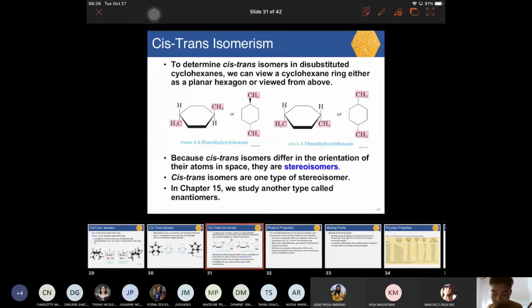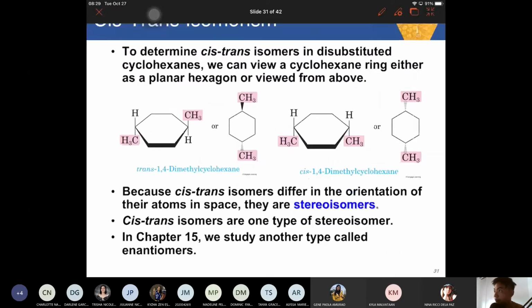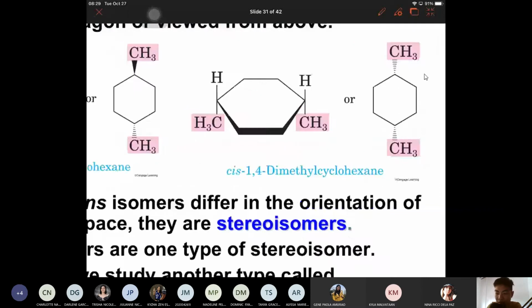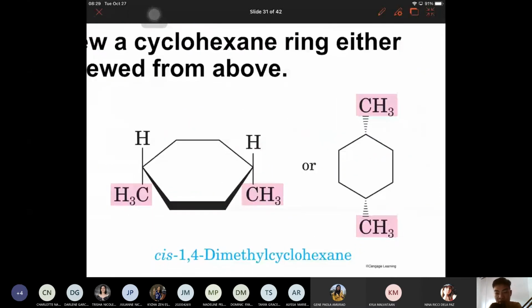Ito na nga yung sinasabi ko. Teka lang, sabi ko na pala itong slide na to. So ano lang meron dito sa slide na to? Ayun nga, kapag yung isa naka-dash, yung isa naka-wedge, solid wedge, trans yun. Pag parehas sila naka-dash or parehas sila naka-wedge, yun ay cis, no? So yan, parehas sila na sa baba.